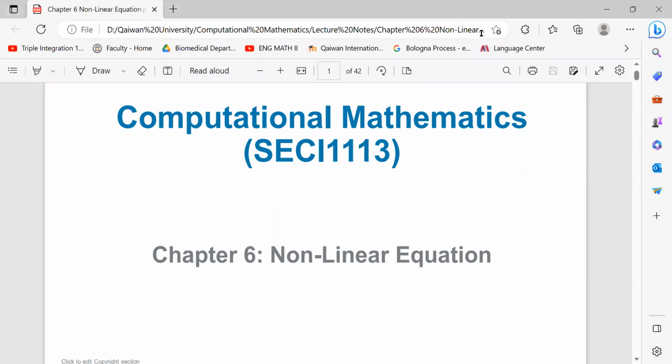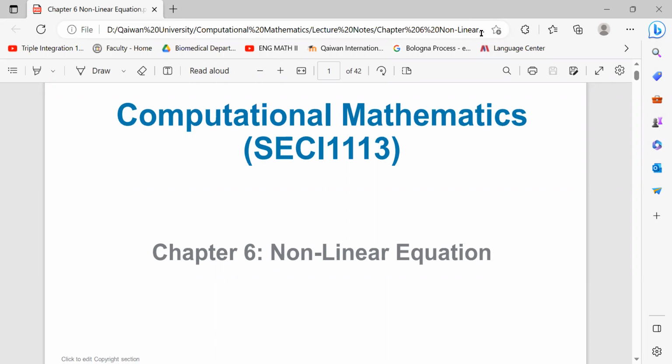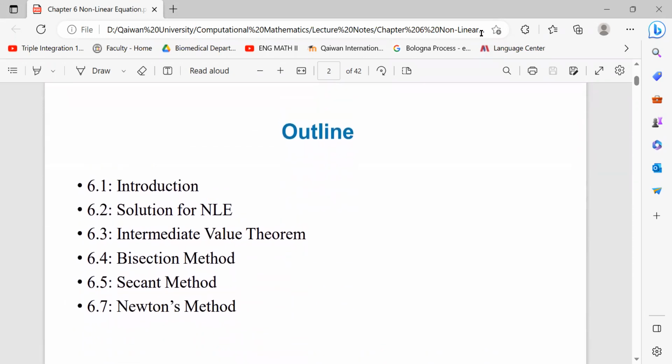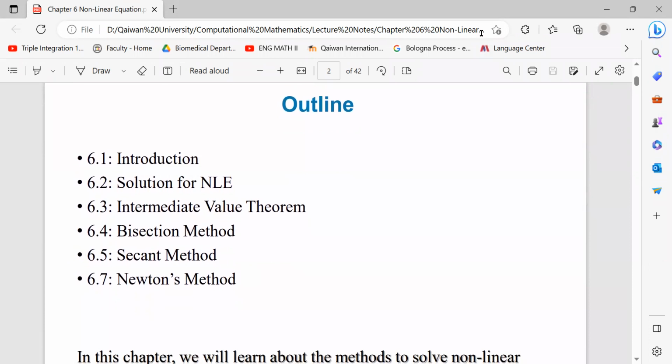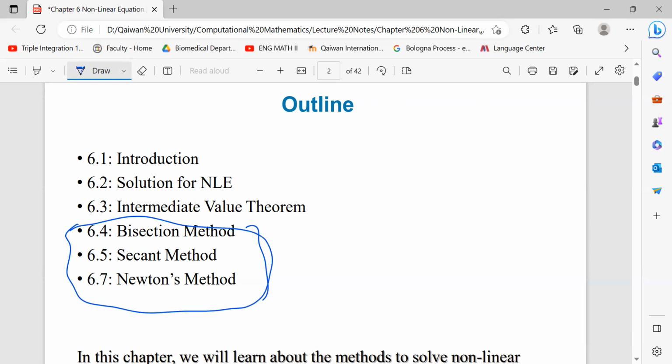In this chapter, we talk about how to solve a nonlinear equation. Here, we use numerical methods for solving nonlinear equations. We study three methods for solving nonlinear equations, okay? In this chapter, we talk about these three methods for solving a nonlinear equation, okay?